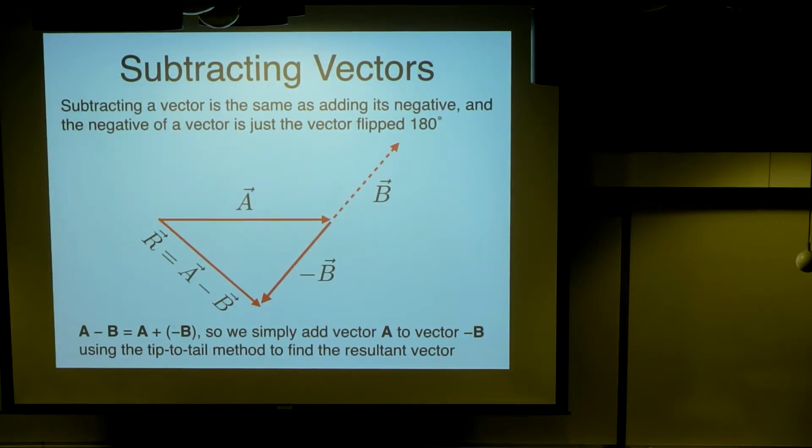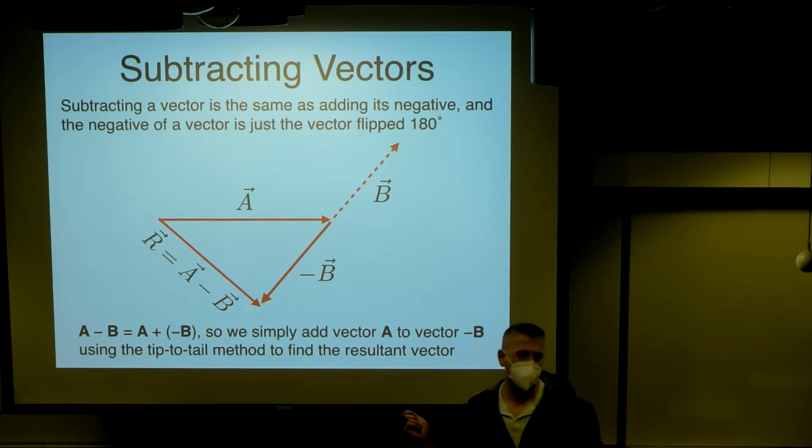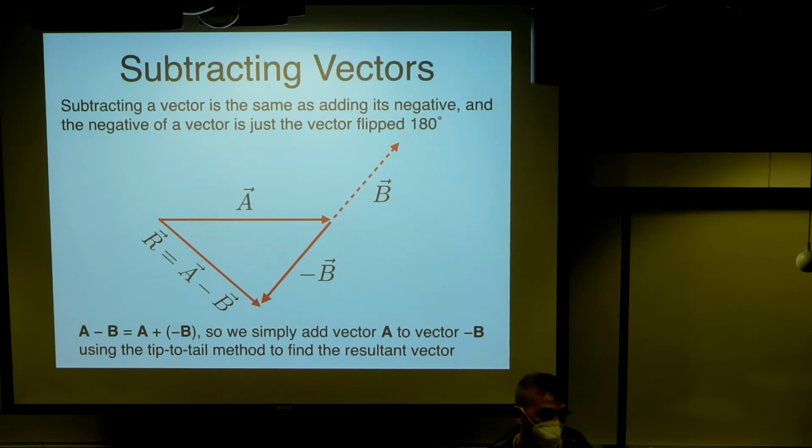So that takes us to subtracting vectors, right? We covered last time how to draw a diagram that shows the addition of two vectors. Okay? So now we want to know how do we make a diagram that shows one vector being subtracted from another. And actually, it's just the same exact rule that we used last time.